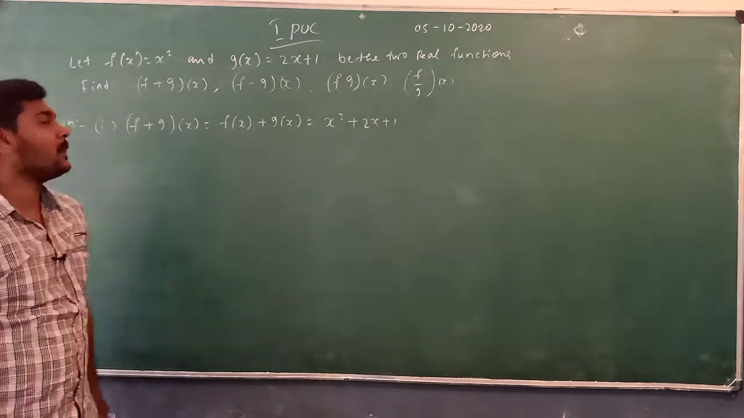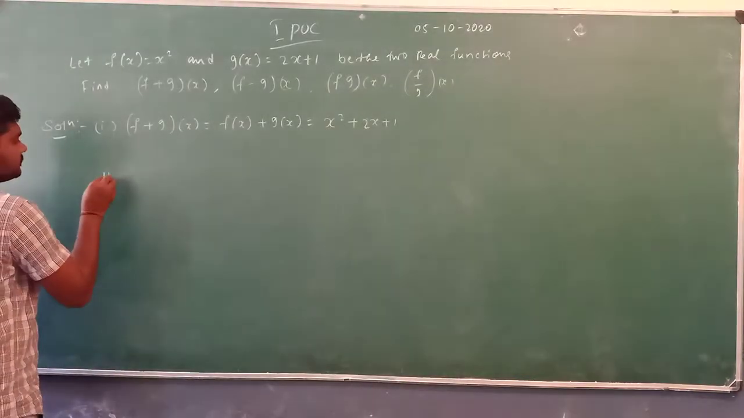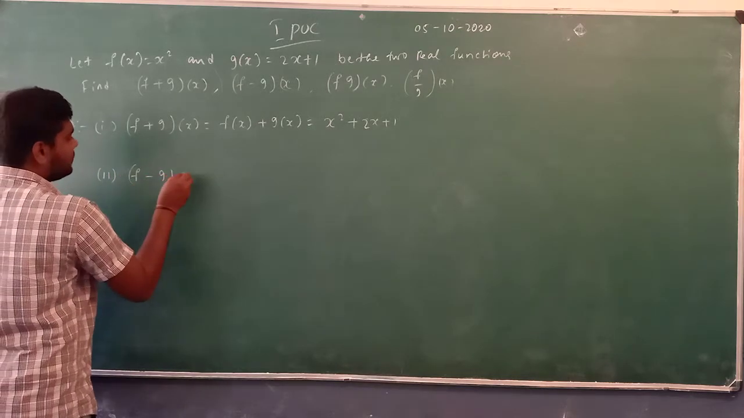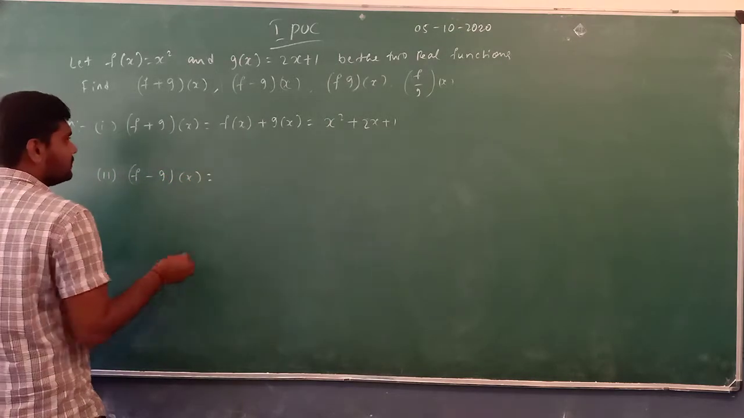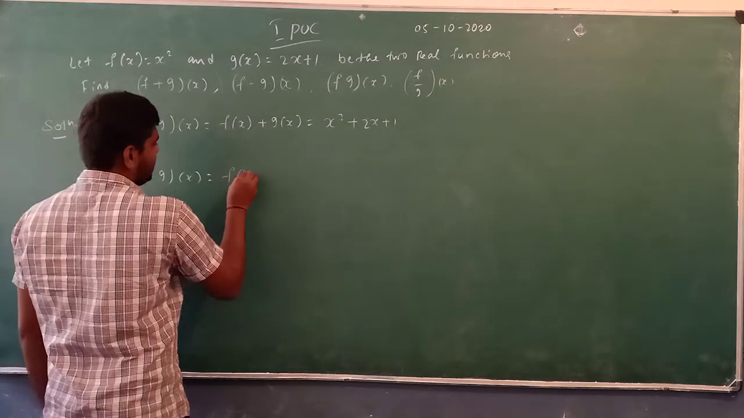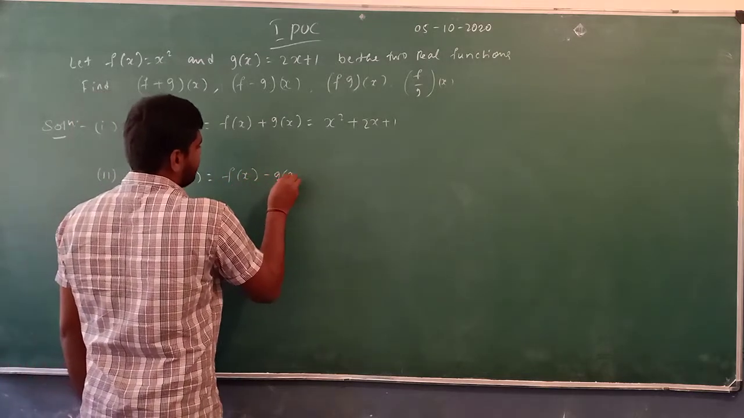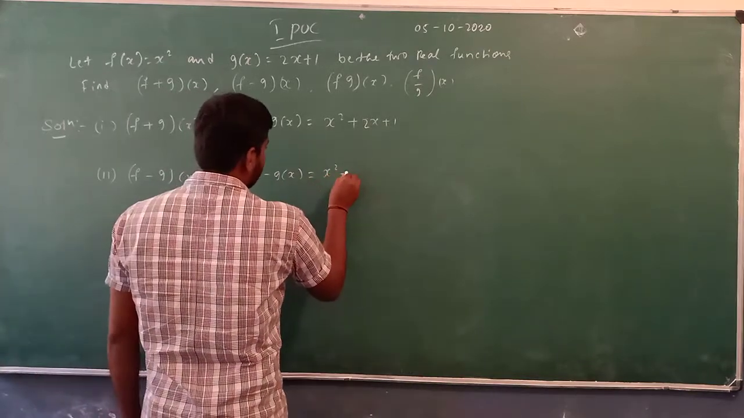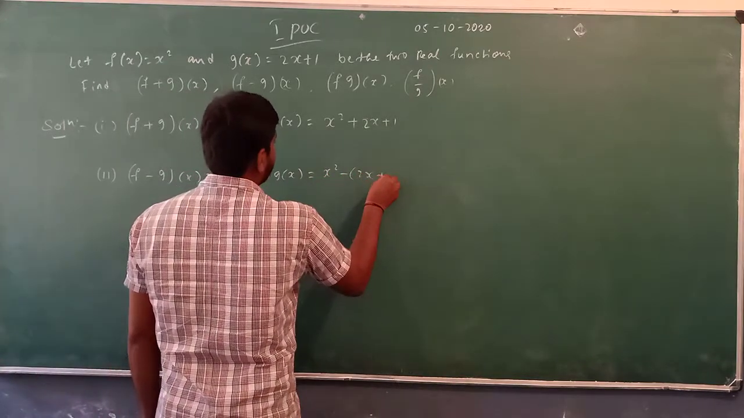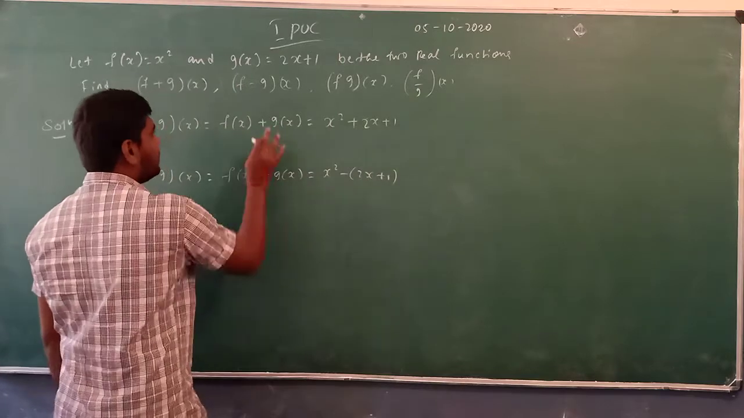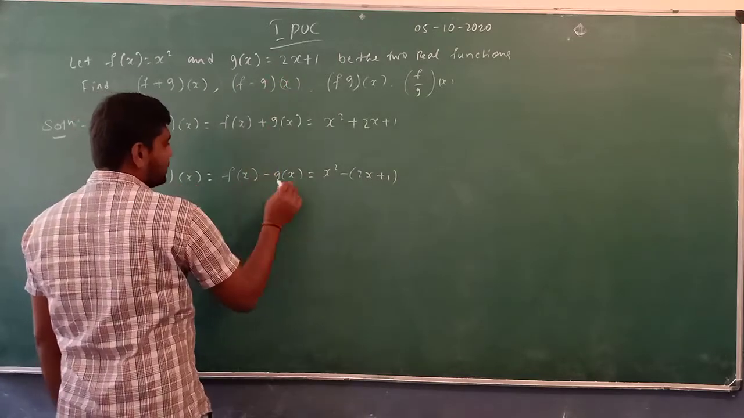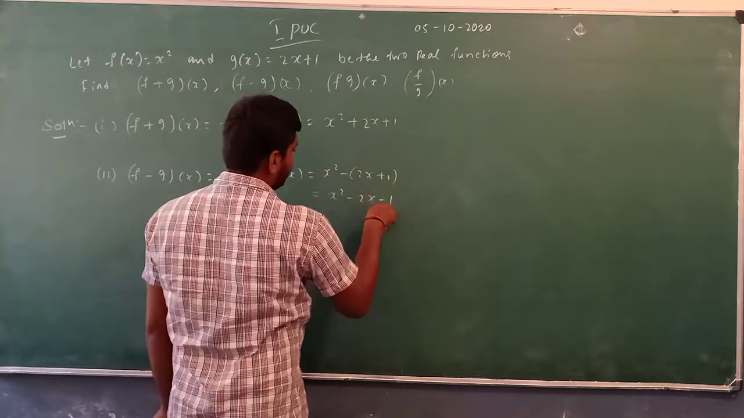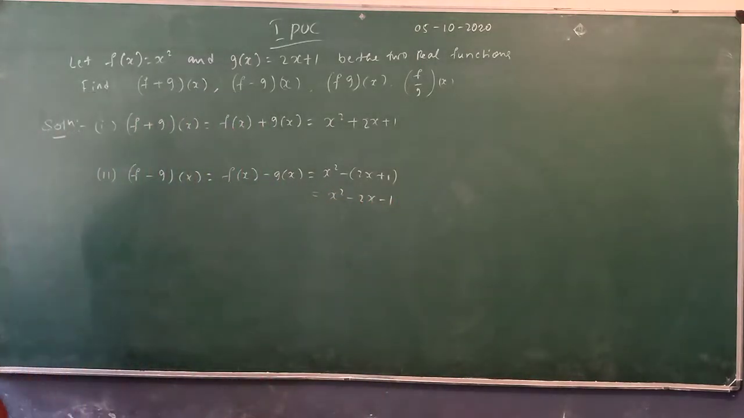The second one, (f minus g)(x), is f(x) minus g(x), which is x square minus (2x plus 1), because g(x) is 2x plus 1, so we have the negative sign. So it is x square minus 2x minus 1.